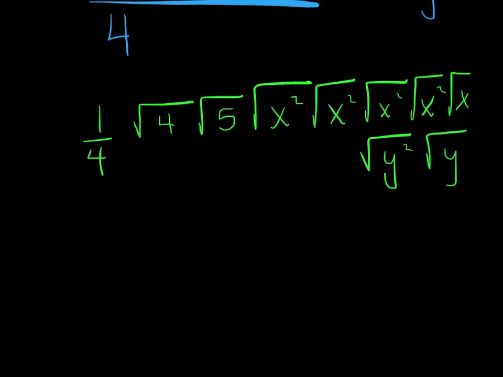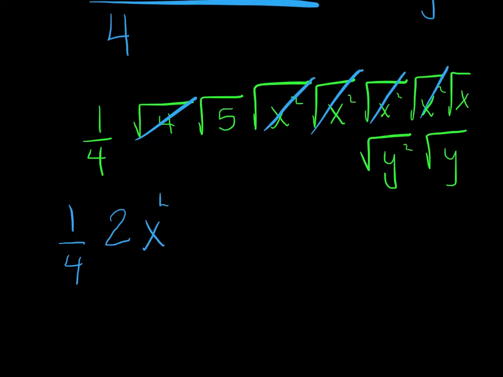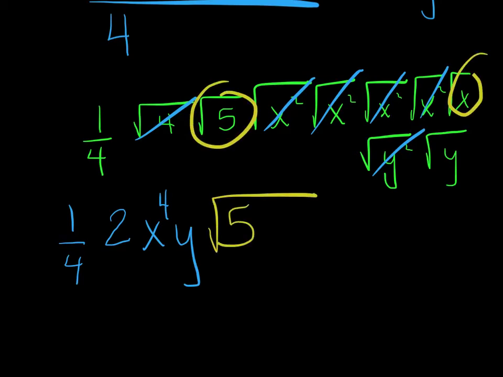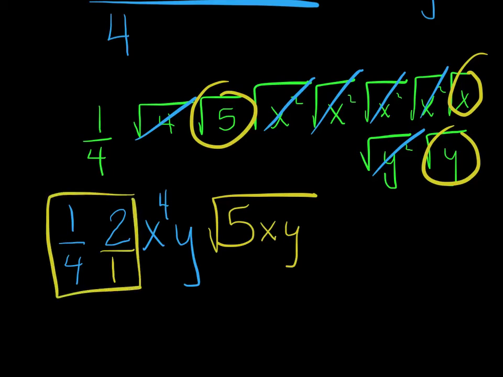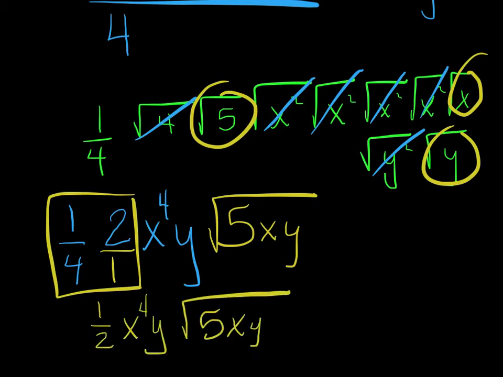And then lastly, we'll just simplify this. So I've got 1/4. That turns into a 2. That's going to be a 1, 2, 3, 4 x's, so x to the 4th, and a y. And then it looks like I'm left with a radical. I've got a 5, an x, and a y left over. And lastly, I can clean this up. This is really 2 over 1. And so on top, I get a 2. On the bottom, I get a 4. 2/4 reduced to 1/2. X to the 4th y, radical 5xy.